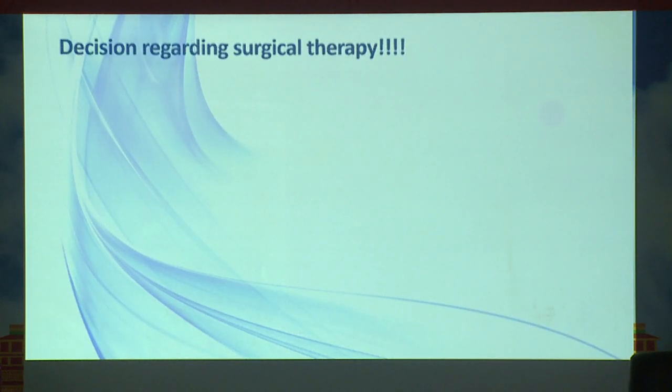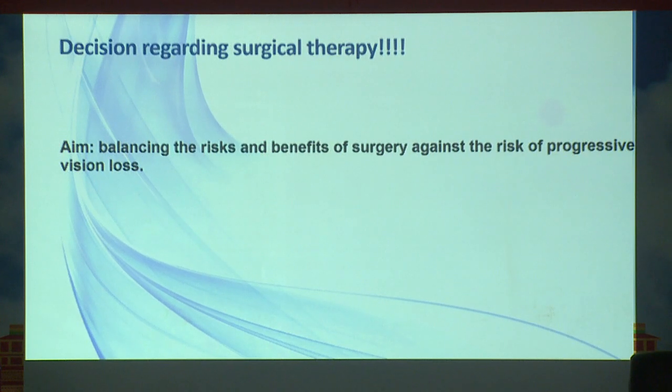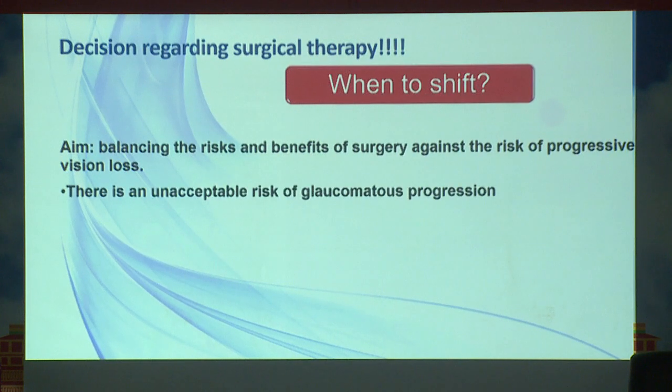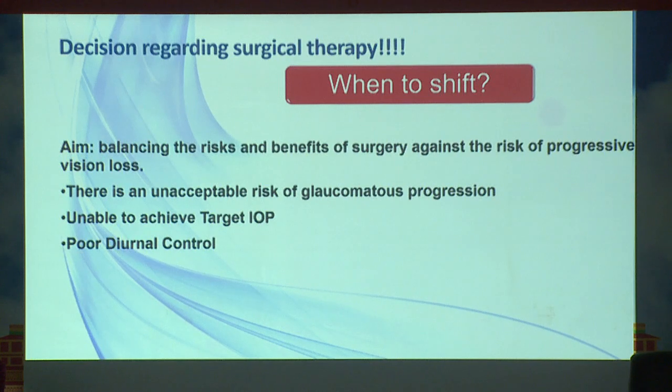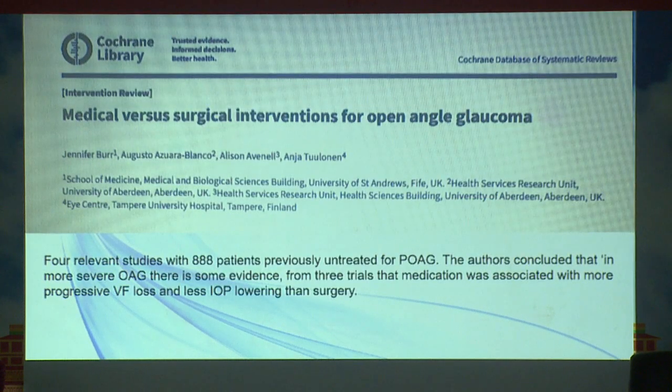Now coming to surgical therapy, we need to weigh the risks and benefits of the surgery against the risk of progressive vision loss. So when to shift these patients? Whenever there is unacceptable risk of glaucomatous progression, we need to shift. If we are unable to achieve the target intraocular pressure, or there is poor diurnal control of intraocular pressure, or there is poor compliance and adherence, then we need to shift.